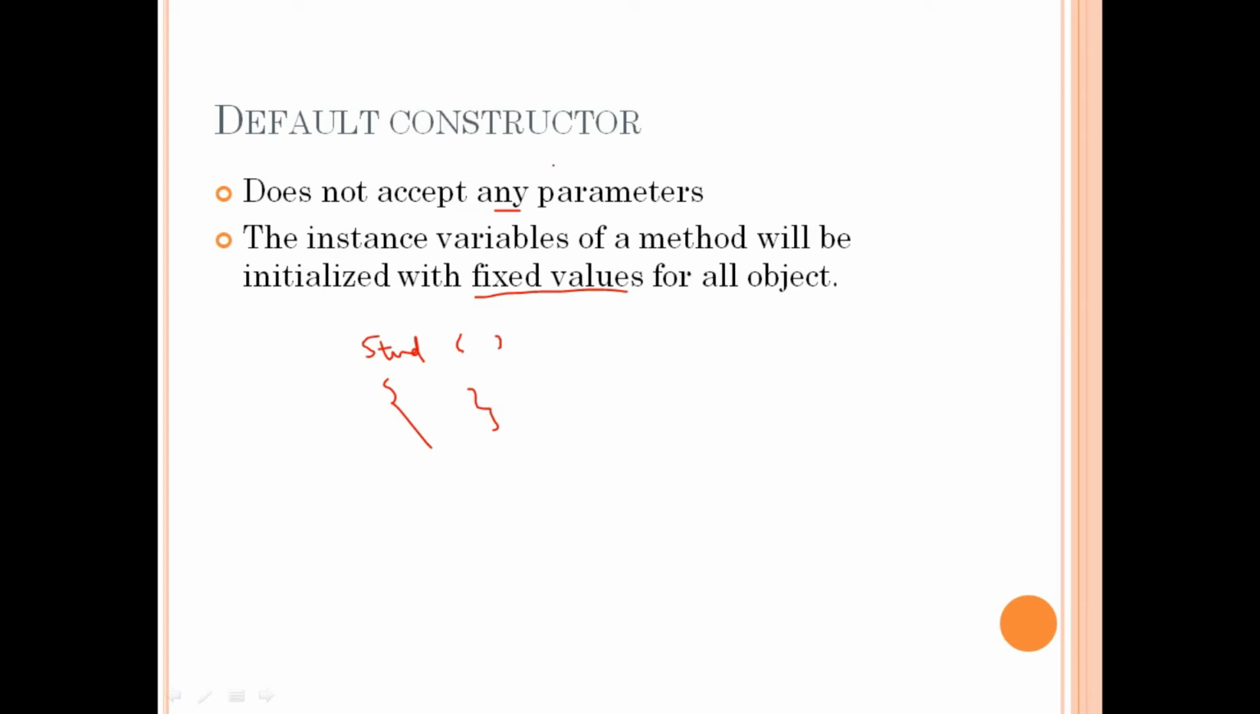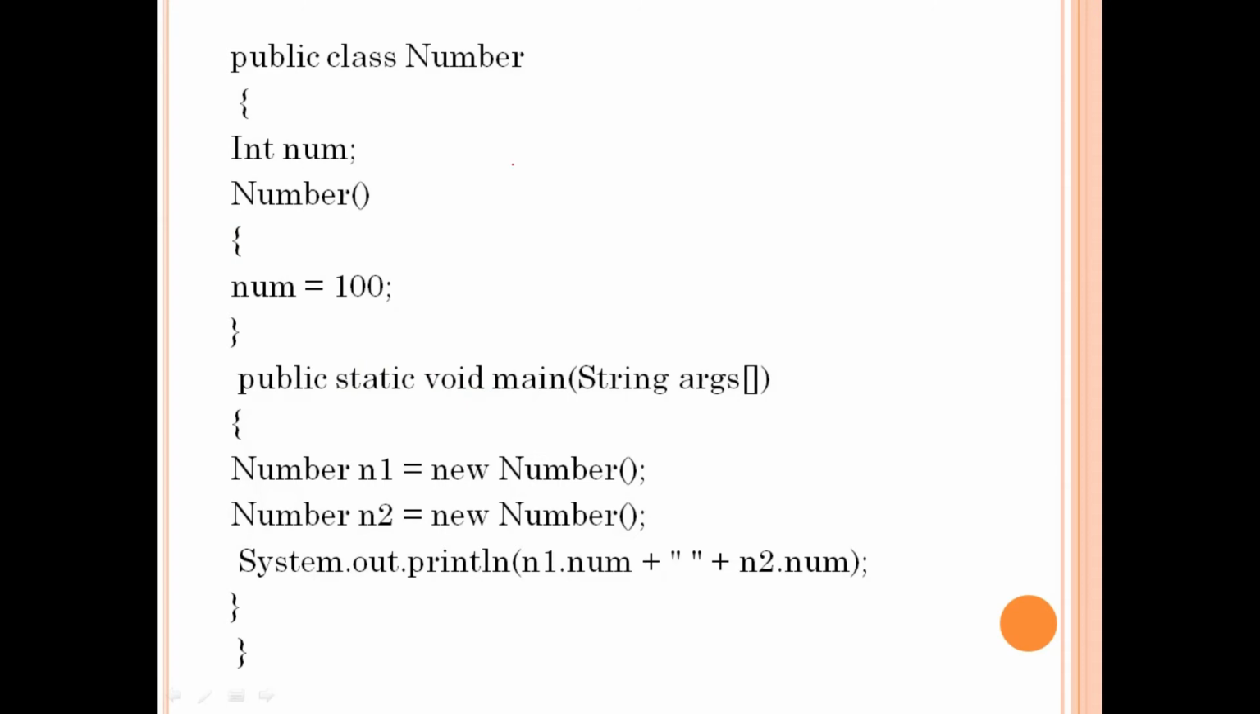Next, let me show the example of default constructor. This is our program. Number is a class. In this class, I am having a data member num. This is our constructor creation. In this constructor, our parenthesis is empty, that means no argument constructor. In this constructor, I am assigning 100 to the num variable, right?